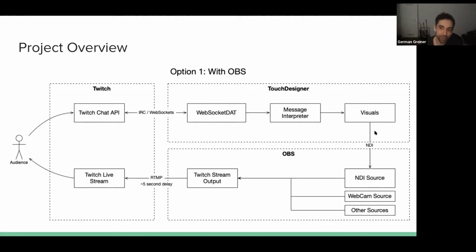With this NDI source, it basically allows you to connect different applications that know the NDI protocol. So with TouchDesigner, I can send the visuals to OBS via NDI. And then I'm not going to demo this today, but another option you have here is with OBS, you can combine different sources of video, like webcams, sources, or other applications into a single stream. And then OBS sends the stream out to Twitch via RTMP. And this is where the 5-second delay is introduced.